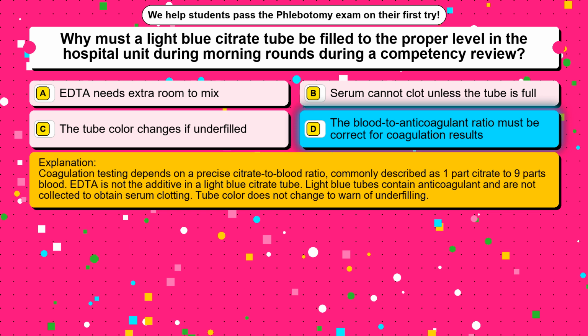Coagulation testing depends on a precise citrate to blood ratio, commonly described as 1 part citrate to 9 parts blood. EDTA is not the additive in a light blue citrate tube. Light blue tubes contain anticoagulant and are not collected to obtain serum clotting. Tube color does not change to warn of underfilling.